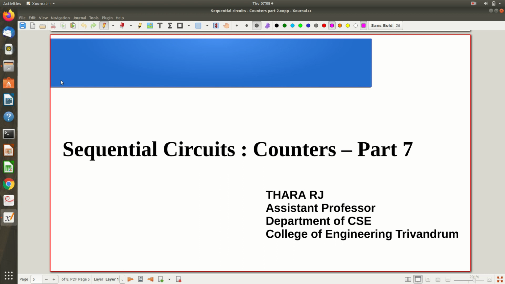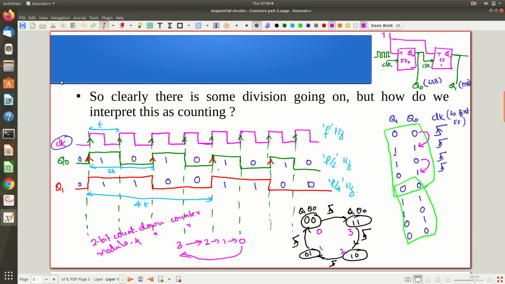In part 6, what we discussed, hope you remember, was counting: 2-bit down counting is what we saw there, by observing the timing diagram, the frequency division, and how it is doing that counting. Hope everything is clear. So please come to this video only after finishing the previous one. I am repeating it every time.